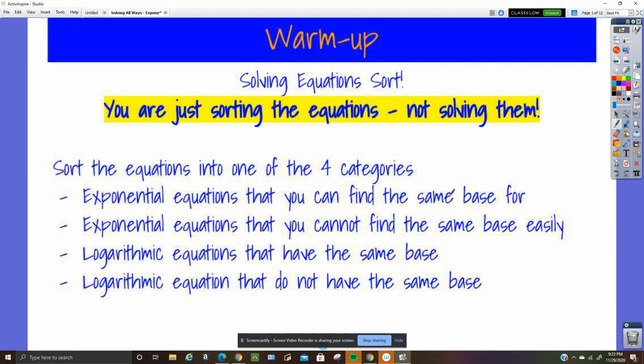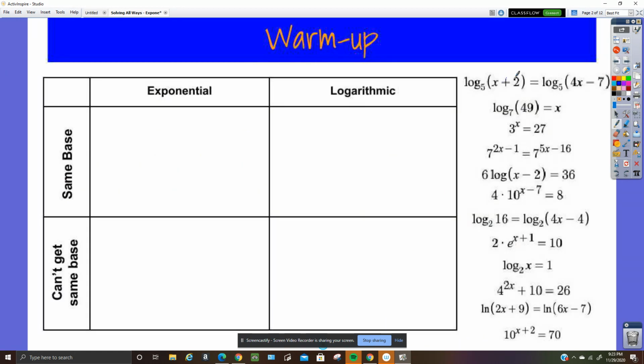Exponential equations that you can find the same base, exponential equations that you cannot find the same base, logarithms that have the same base, and log equations that do not have the same base. So on the Desmos activity, you're just going to drag the equations and match them up in the right place, into 4 different categories. But here, if you have a hard copy of the notes, I'm going to write these in the boxes here.